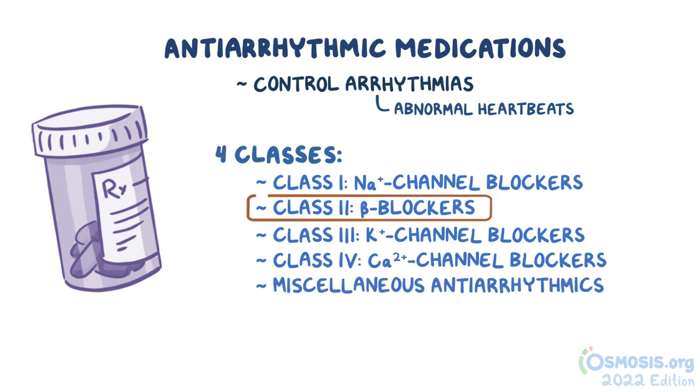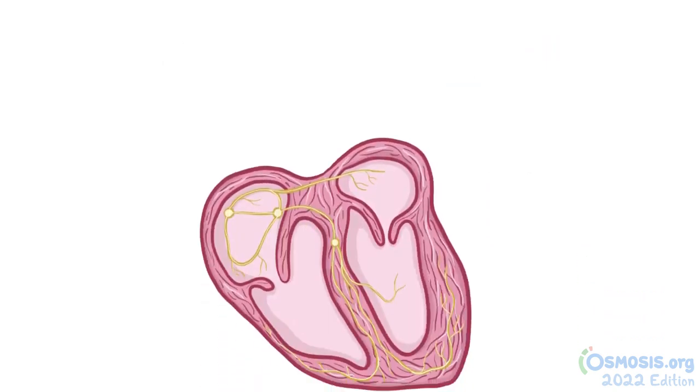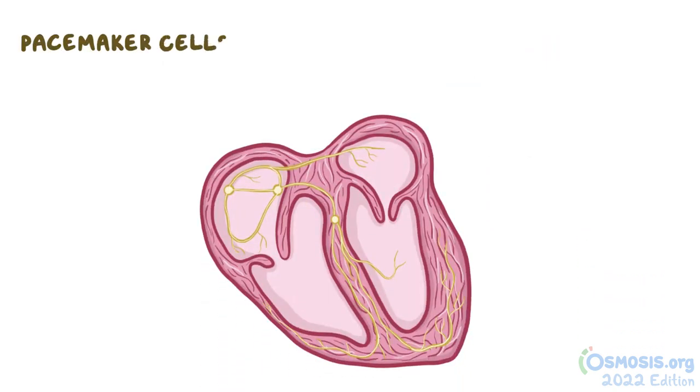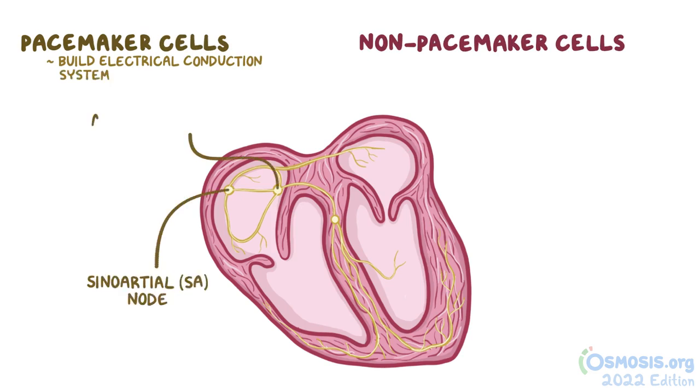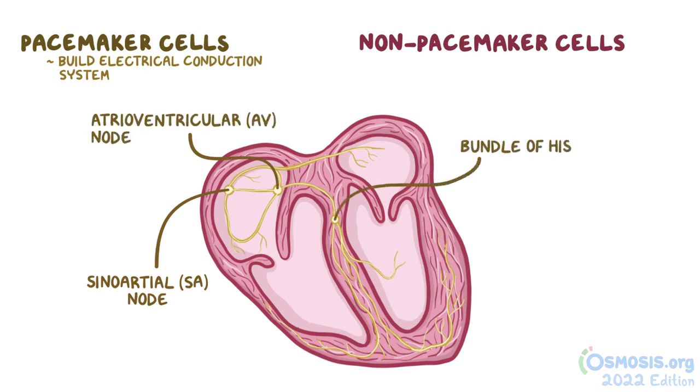Now we'll focus on Class 2 antiarrhythmics in this video. First, let's start with the two main types of cells within the heart: pacemaker cells and non-pacemaker cells. Pacemaker cells build the electrical conduction system of the heart, which consists of the sinoatrial node, or SA node, the atrioventricular node, or AV node, the bundle of His, and the Purkinje fibers.